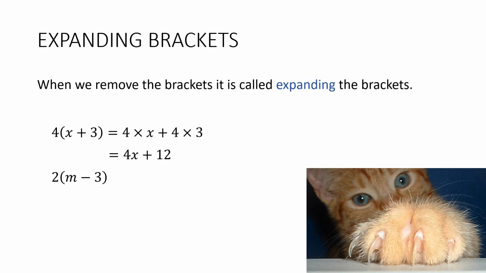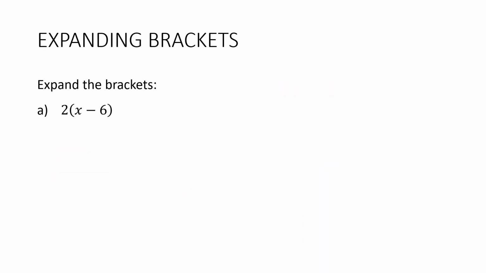Let's do another one. 2 outside of brackets, m minus 3. Here's the claw. 2 times m minus 2 times 3. Let's tidy it up. This is 2m, take away 6. Now we're going to try and do it without the claw. So this is 2 times x, take away 2 times 6. Now let's tidy it up. 2 times x is 2x, take away 2 times 6 is 12.